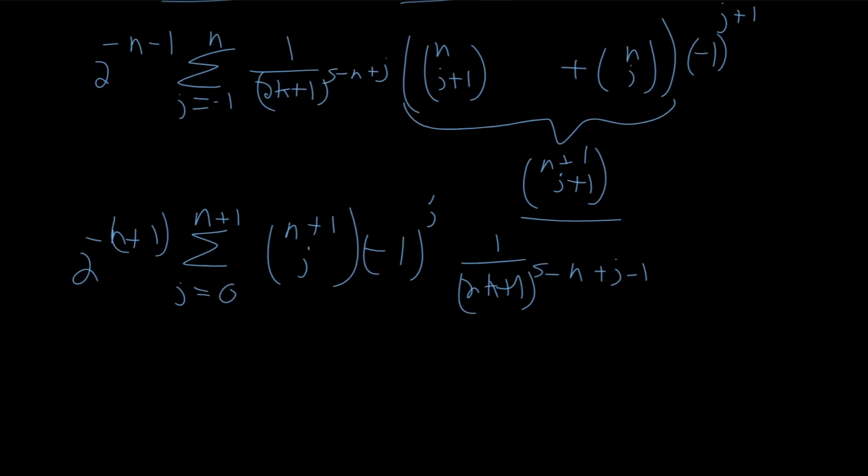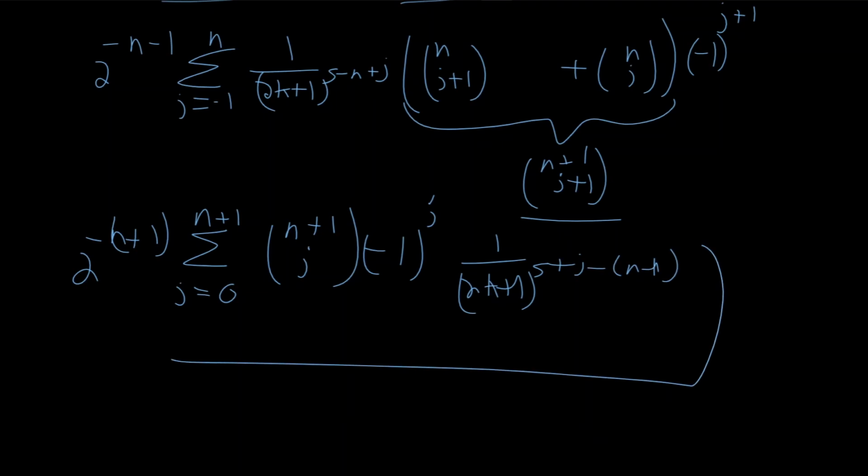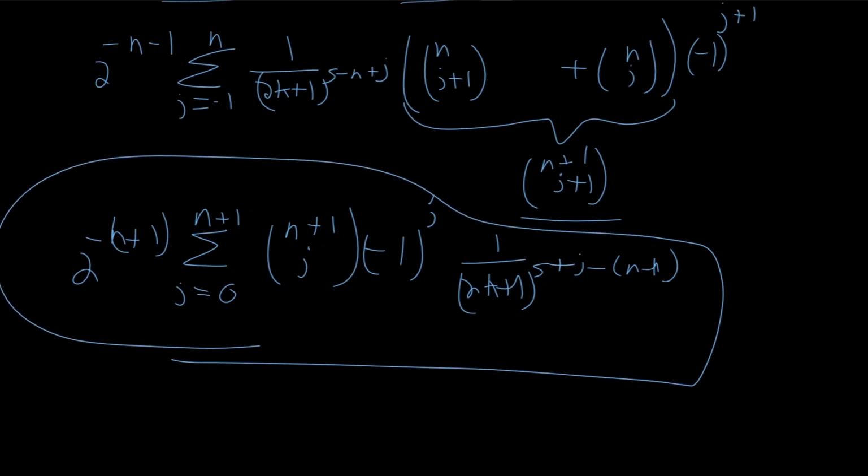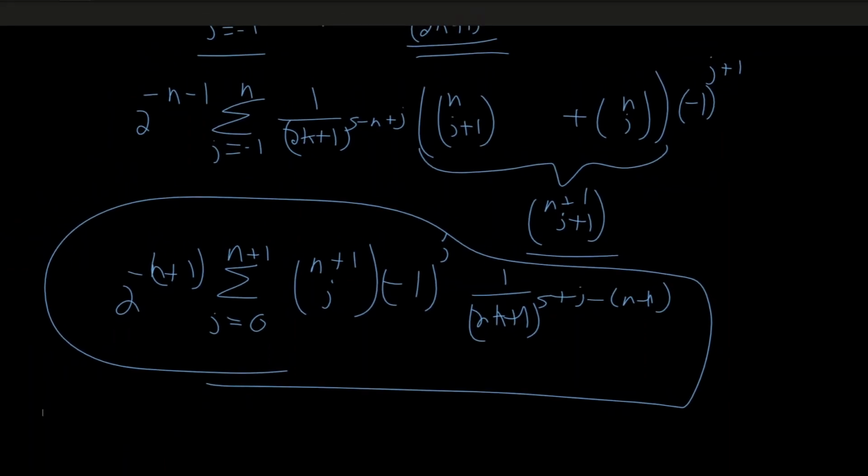But we can see that this -1 and this -n term can be grouped to where it's 1 over 2k plus 1 to the s minus n plus j minus n plus 1. So we can go ahead and write it like that. And we see that this indeed, if we go ahead and look back at our original expression, this is what we get when we change n to n plus 1.